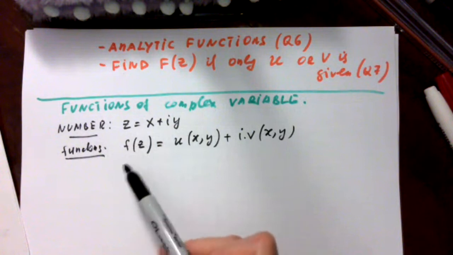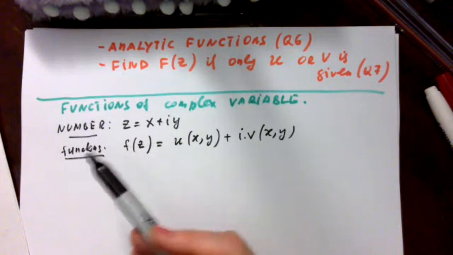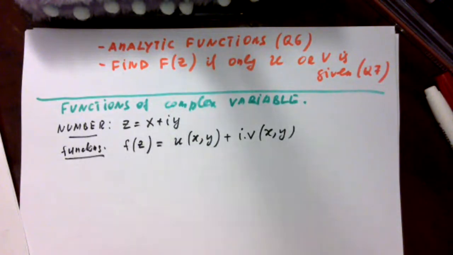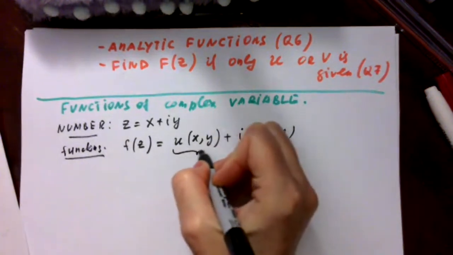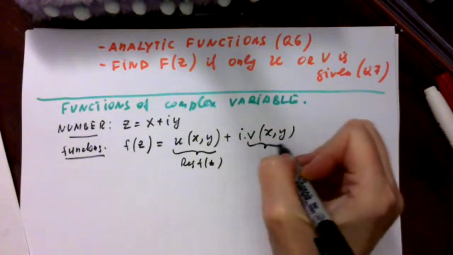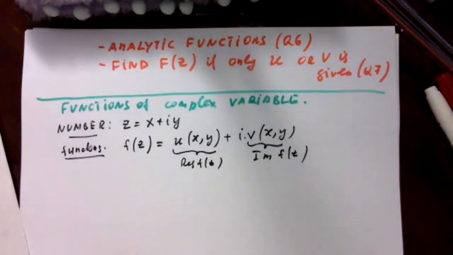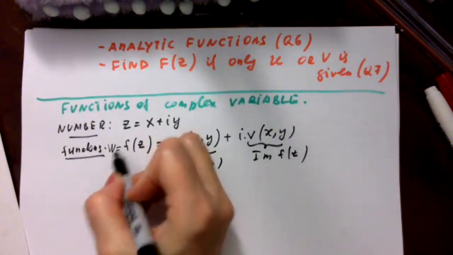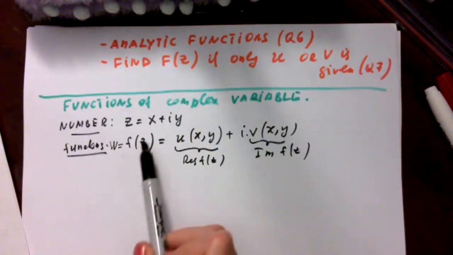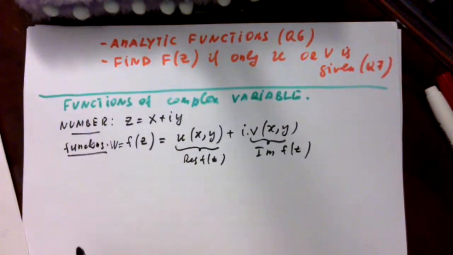So the whole function could be viewed as a number as well. But there's no wonder, because the input of the function is a complex variable, and the output is a complex number as well, and any complex number can be represented in this form. So this u is called the real part of the function f of z, and v is called the imaginary part of f of z. Quite often functions are denoted by the letter w. It's just a much shorter notation. So I'm going to use both. Sometimes I will say f of z, sometimes I will denote it just by w.